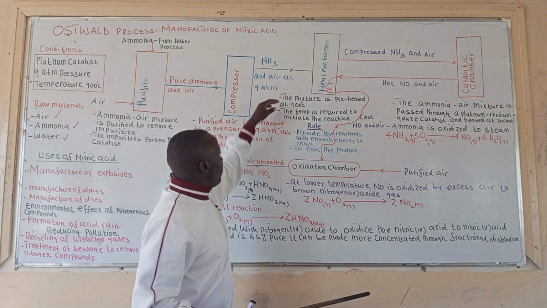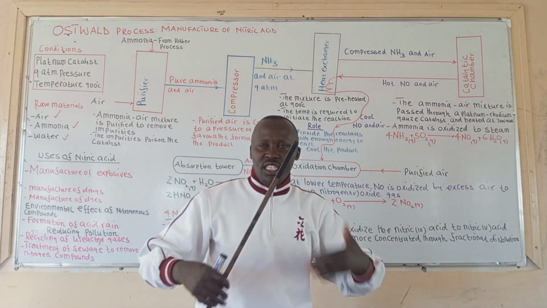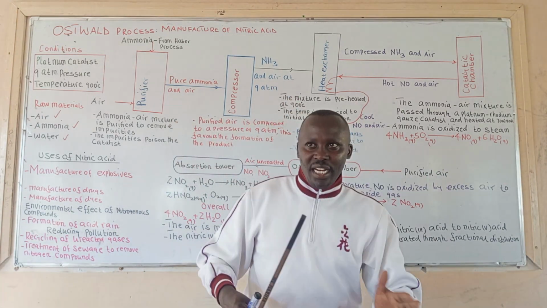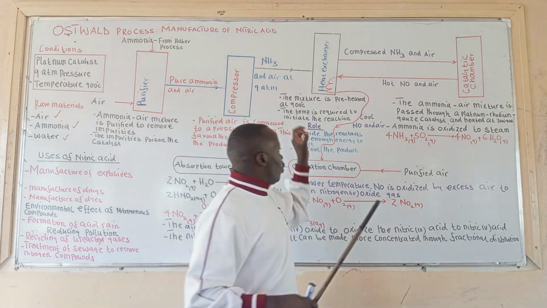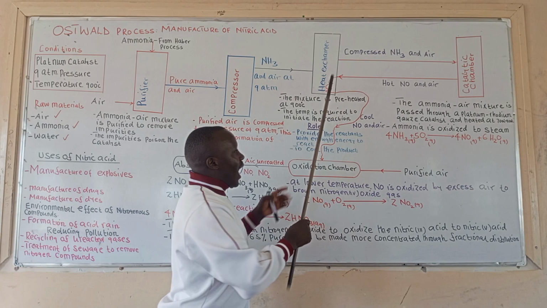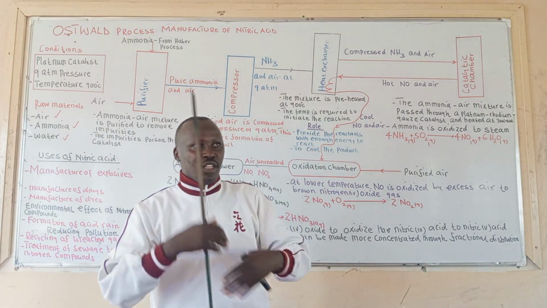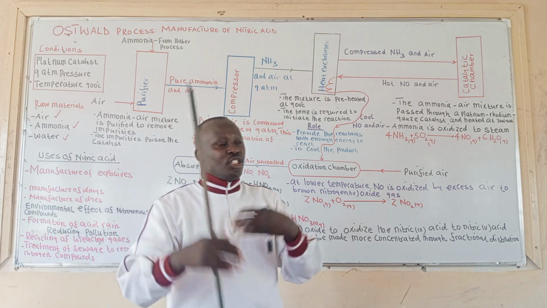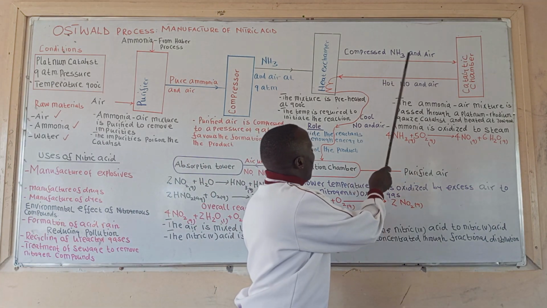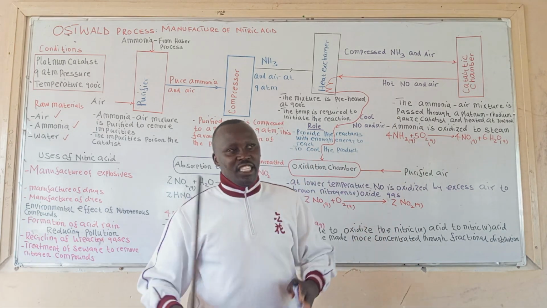So in that case, the temperature is required to initiate the reaction. A temperature of 900, or a temperature of 700 in this case, is required to initiate the reaction. So now the air has been provided with enough energy for them to react, and remember, the reaction has not taken place. So we have compressed air and ammonia. They are taken into the catalytic chamber.